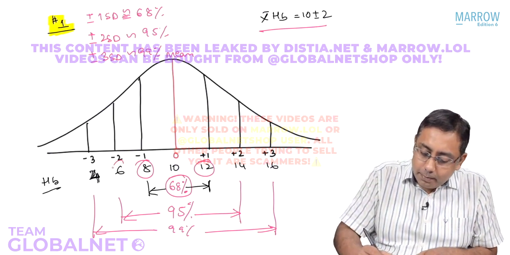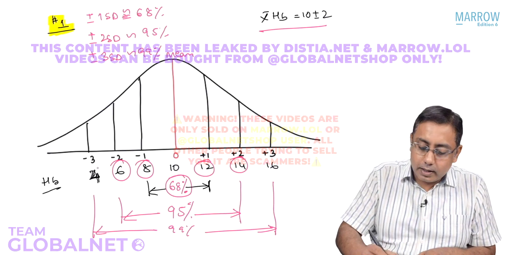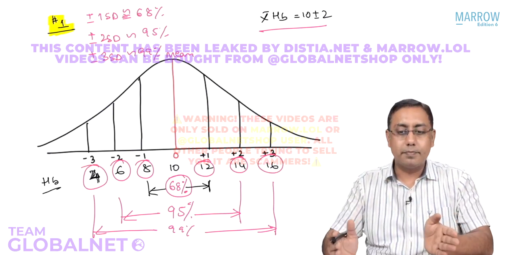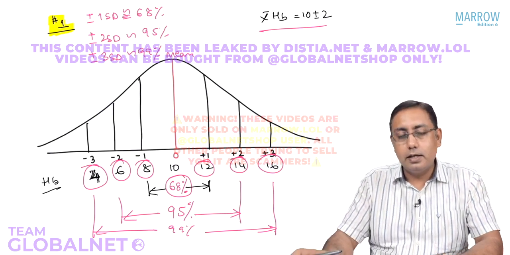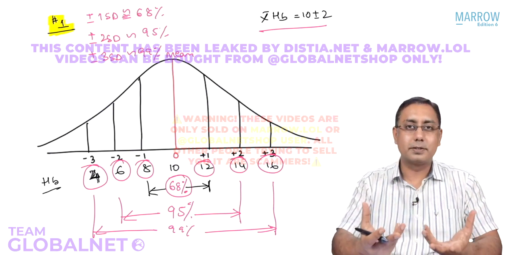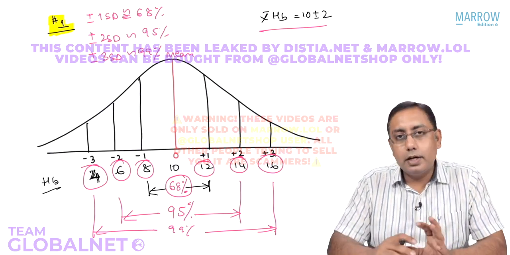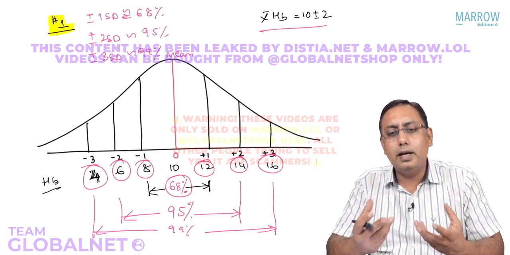95% of people will lie between hemoglobin of 6 and 14, and 99% of the population is going to lie between 4 and 16. So if you understand this, now let us try to play with this using a small MCQ.